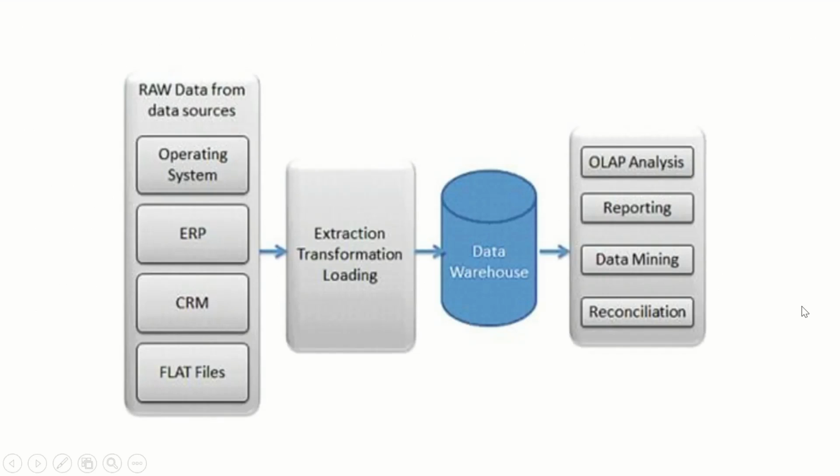So this is the diagram where you can observe things like sources, source data, raw data from data sources, operating system, ERP, CRM, flat files. Extraction and transformation loading is happening here, the ETL process, and it is loaded into the data warehouse. And again from the data warehouse, OLAP analysis and reporting, data mining and reconciliation.